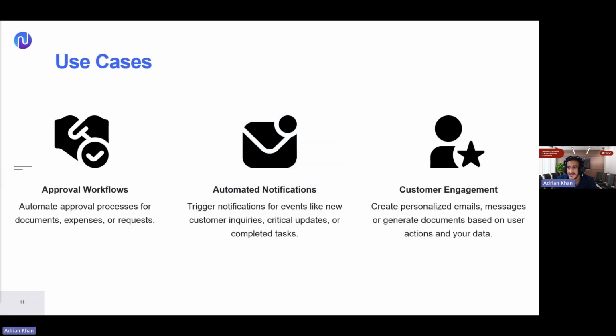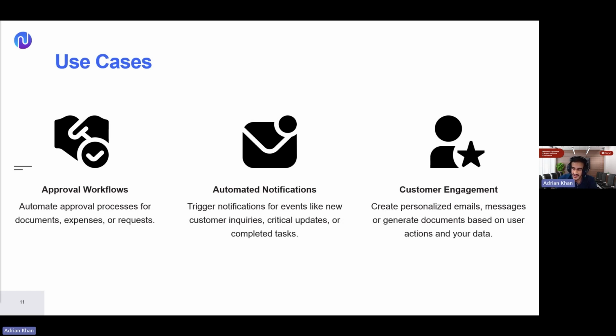So we have some use cases here of Power Automate. So we can automate approval processes. So for instance, you need approval for a document or purchase order or something of that nature, you can automate that process. So as you fill out a form, for instance, you can trigger an email which would be automatically sent to a person.